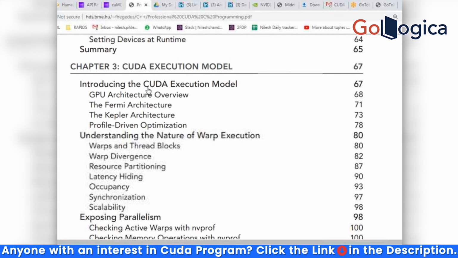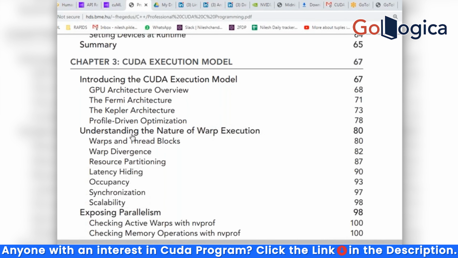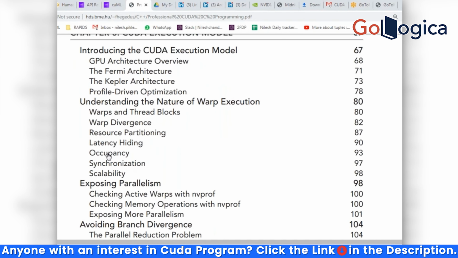Then in chapter 3, maybe you can see different architectures of GPU. Recently, we are having architectures like the Ampere architecture and the Volta architecture. Fermi, Kepler, and Maxwell are the older architectures. Then the concept of warps and threads that we can discuss.